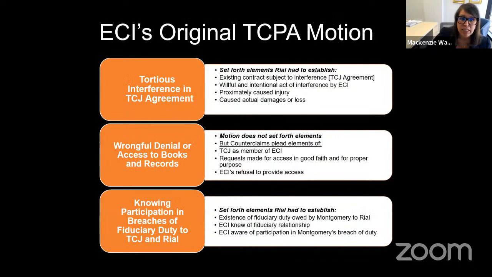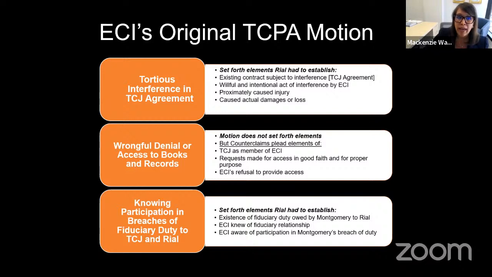ECI's original TCPA motion, which we understand remains live unless it's withdrawn, challenged each and every element under the second step of the TCPA, placing the burden on Ryle to prove each of the elements. And those claims that are challenged are tortious interference, wrongful denial of access to books and records, and knowing participation in breaches of Montgomery's fiduciary duty to TCJ and to Ryle.